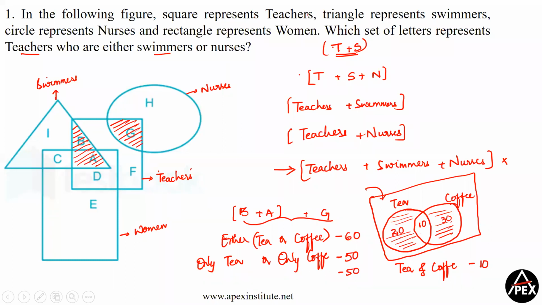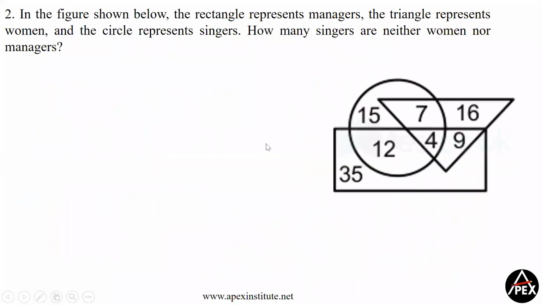Quick responses, guys. Clear, clear, clear. So F here represents the region which has only teachers. Okay, only teachers. Okay, so let's move to next question. You will understand it better.